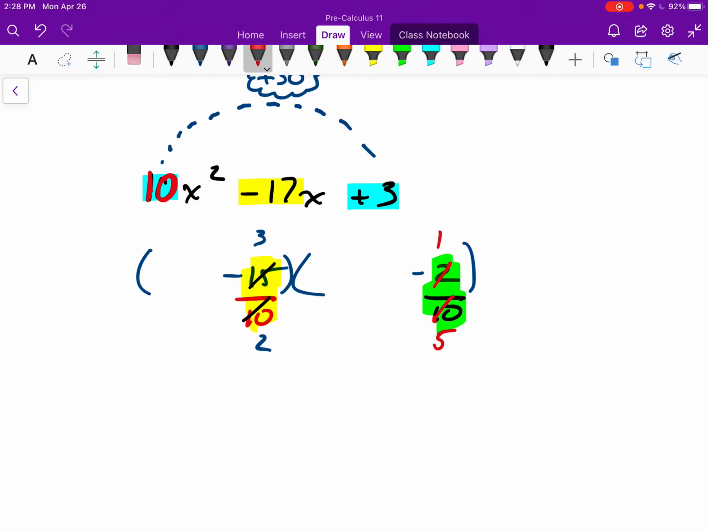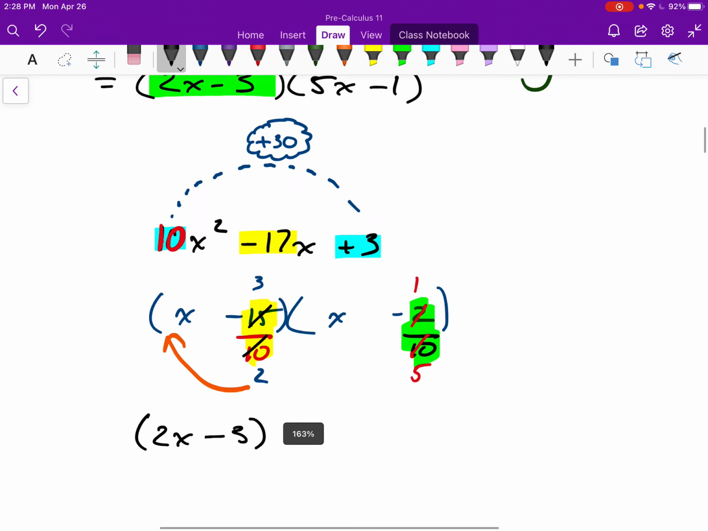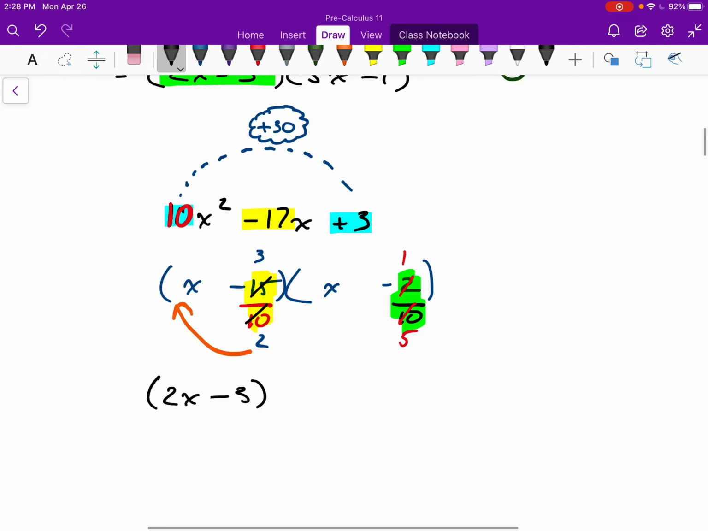Well, how does that tell me my factors? Notice if I write a little x right here and an x right here, if I take this denominator and swing it up here, I now have 2x minus 3, which is one of my factors. And if I take this 5, the denominator, and swing it up over here, I have 5x minus 1, which is my other factor.